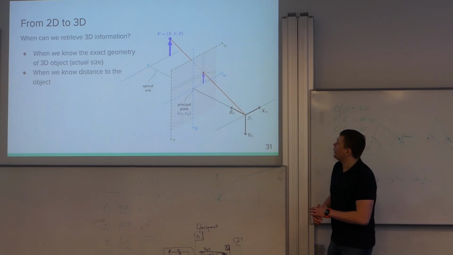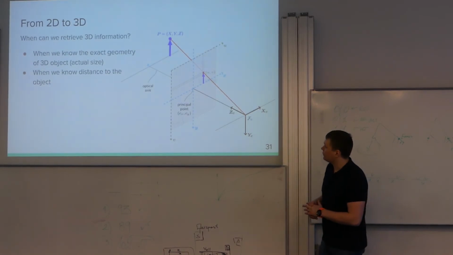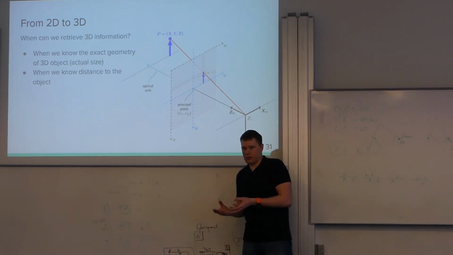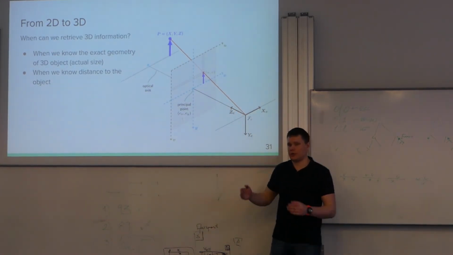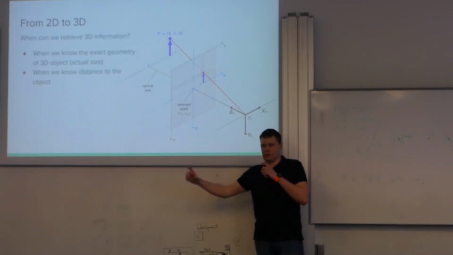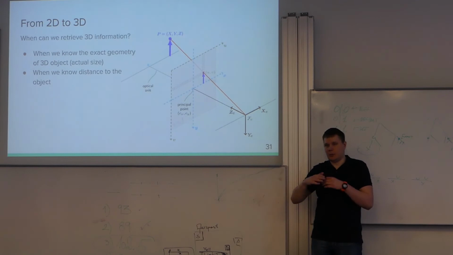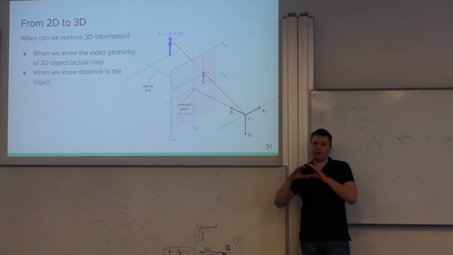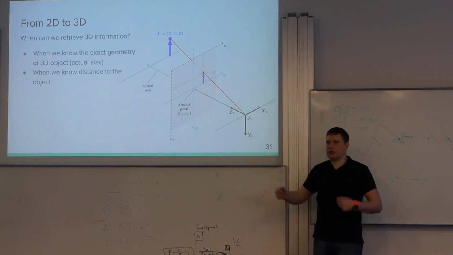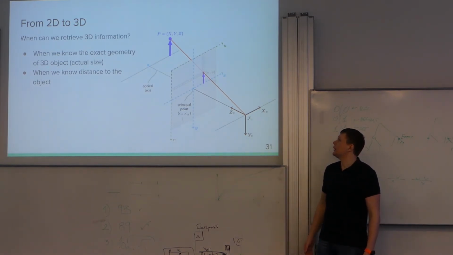So we can restore 3D information from a 2D image when we know the exact geometry of the object, how big it is. If our arrow has length 1, we can restore the actual geometrical position. And when we know the size of an object, it may be some simple planar object, for example a circle, and we know that the circle has a certain diameter, we can restore how far it was during taking photos.